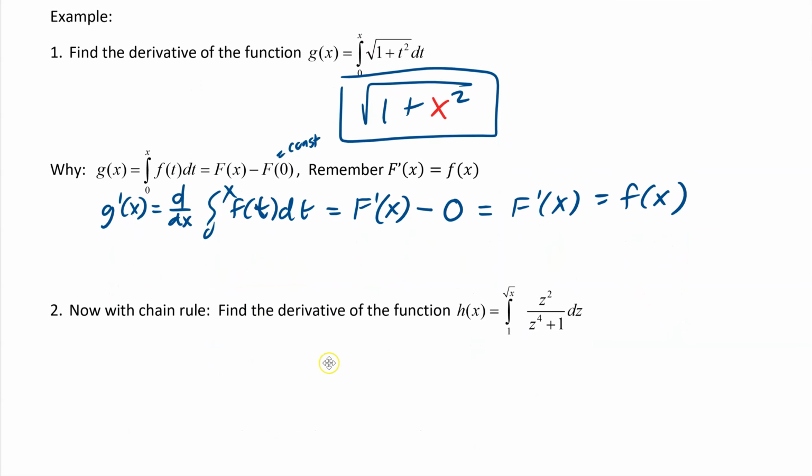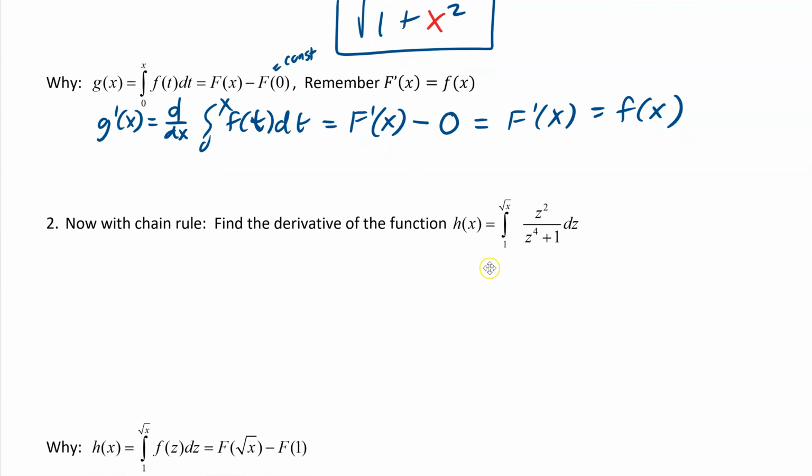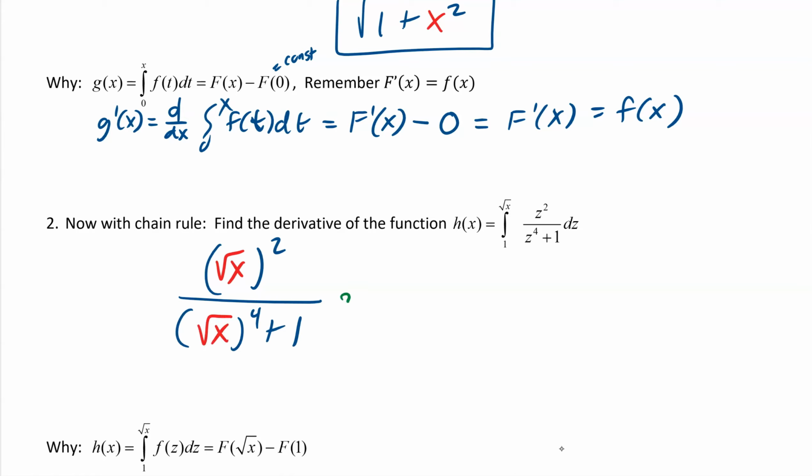Now on with the chain rule. So this is a little different now. It's not just an x, it's a square root of x. So it works the same way, but we have to apply the chain rule. So when I plug in the square root of x, I would get square root of x, in parentheses, squared, over the 4th power plus 1, square root of x, times, and we've got to do the derivative of what we plugged in. You see how it's in a parenthesis? So that would be our chain rule.